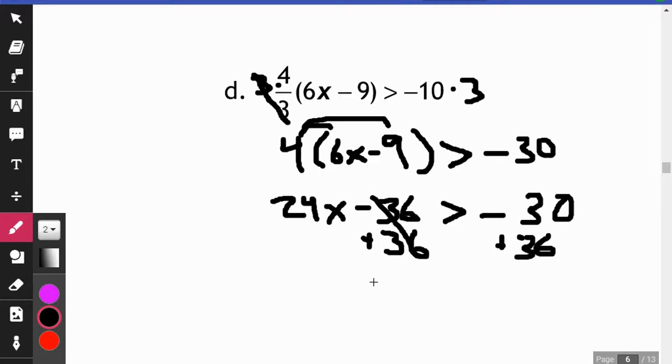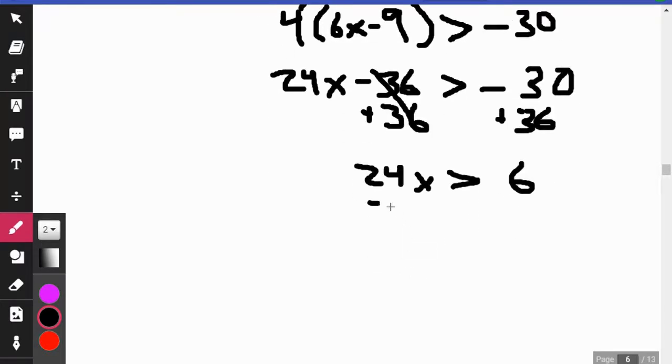This guy cancels out. So now I have 24x greater than or equal to 6, because 36 minus 30 makes 6. Okay, finally, I got to get rid of this 24 by dividing. We have to do the same thing to the other side.